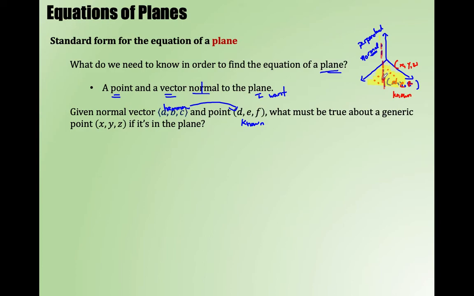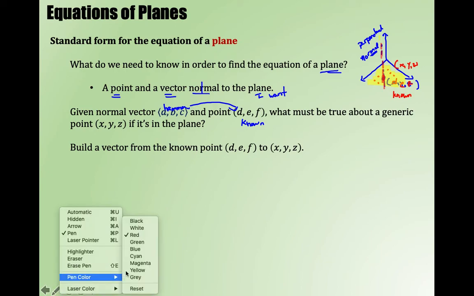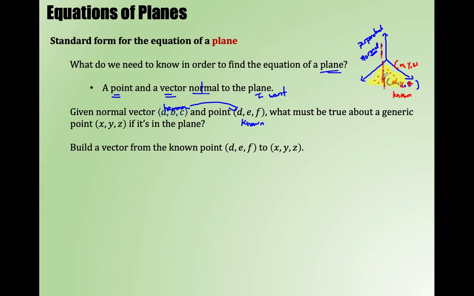Remember, vectors can be moved around. So isn't this vector perpendicular to all of the points as long as they're in the yellow plane? How does that help? Well, first let me build a vector from the known point to a generic one. I'm going to go along in the plane, pick any generic point, and go from my known point to this one. So there's a vector, and I'm going to build that vector.